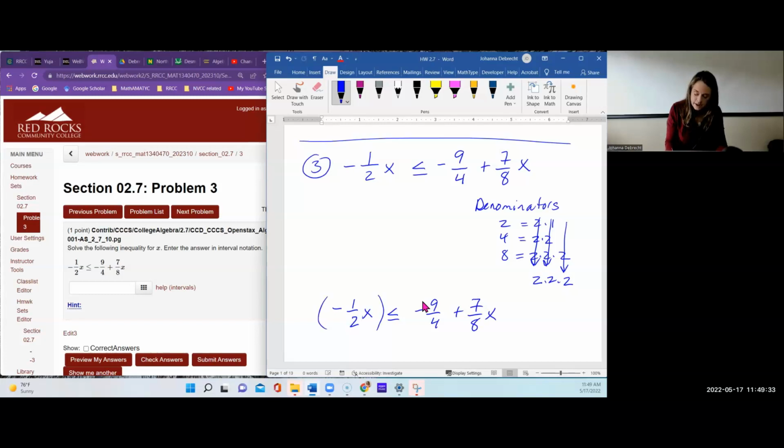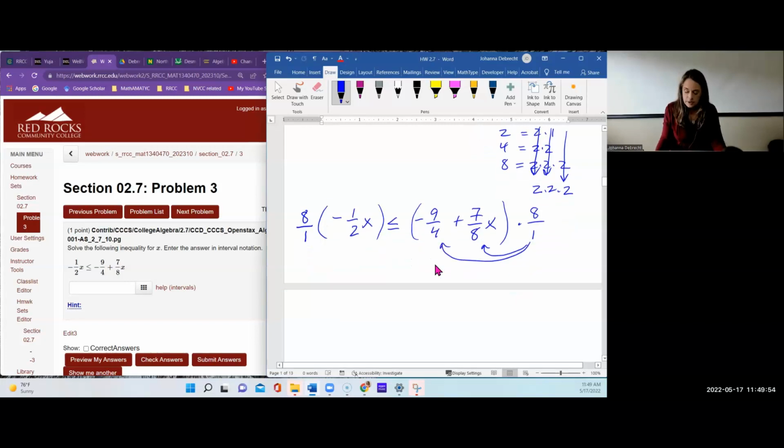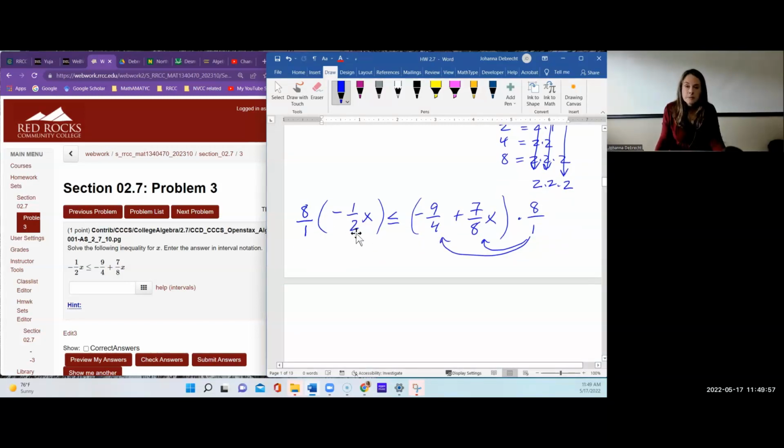I like to put the left side of the inequality in parentheses and multiply by 8 over 1, and the right side in parentheses and multiply by 8 over 1. If I have more than one term, I'm going to draw arrows to be sure that I distribute it over both terms. Another way of doing it is simply to write it on each individual term. Now, 8 divided by 2 gives me 4. So this becomes negative 4x less than or equal to 8 divided by 4 is 2, and 2 times negative 9 is negative 18. 8 divided by 8 is 1, so I'm left with just 7x.